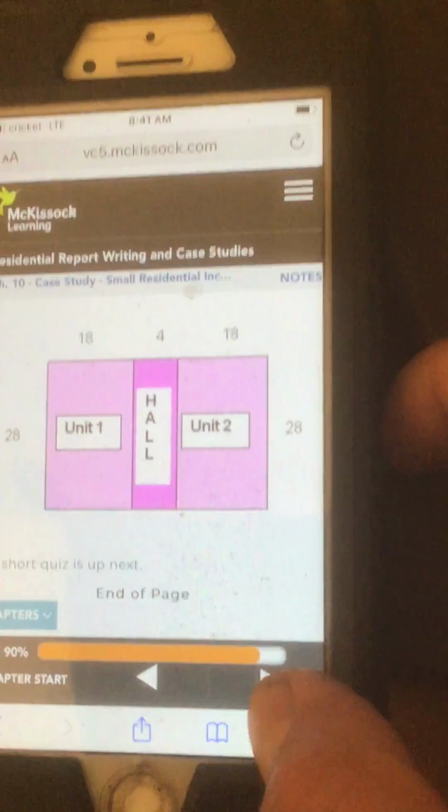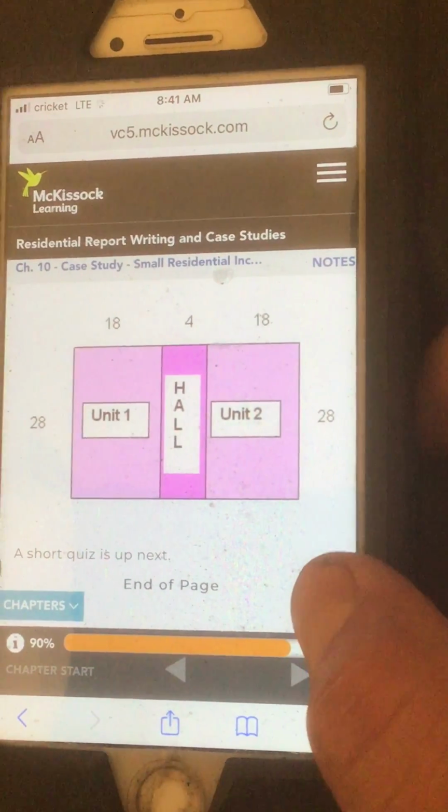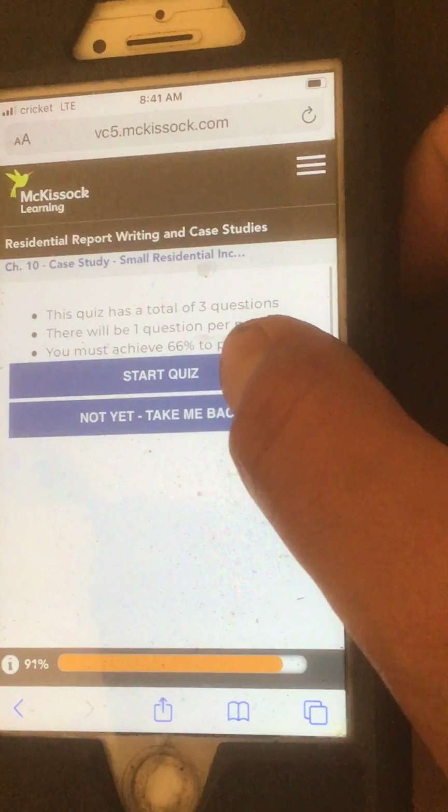Another short quiz is up next. End of page. Start quiz.